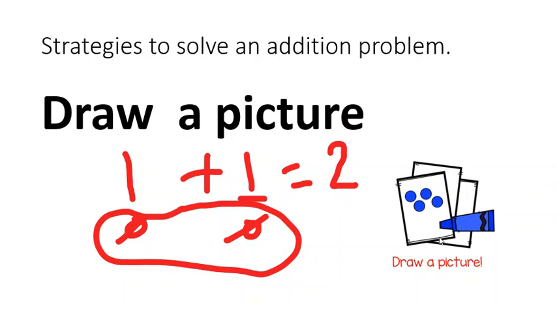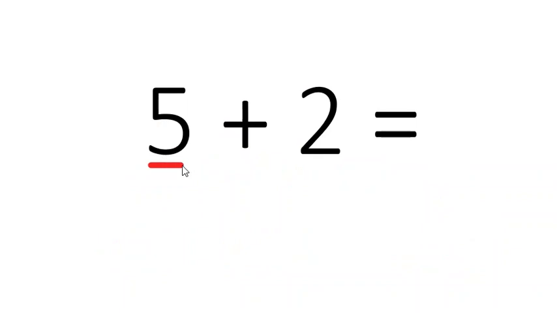So now we're going to do some problems together. So our first problem is 5 plus 2 equals what? We're going to try to find our missing number here, our answer. Now I'm going to draw my little circles to help me find the answer. So right here, this number is telling me that I have to make 5 circles. So I'm going to do that right now.